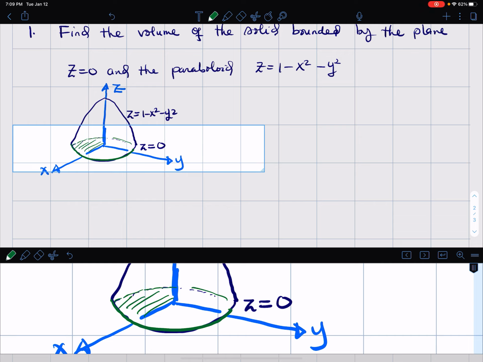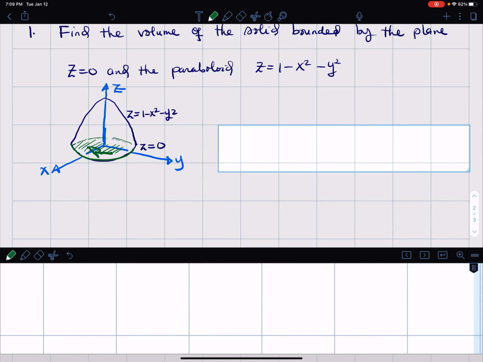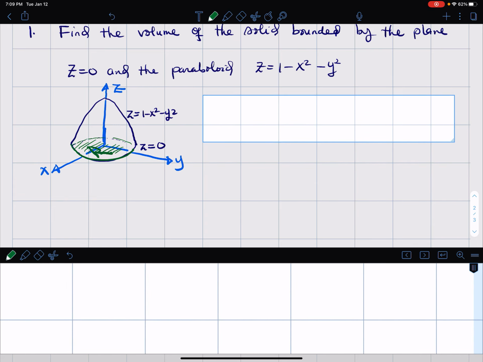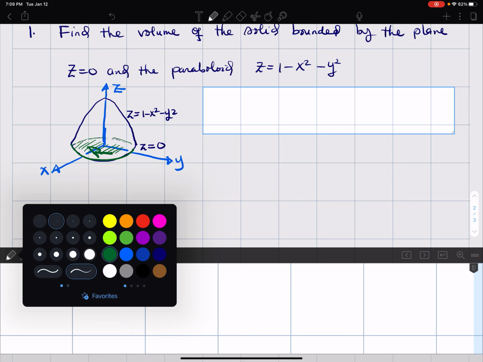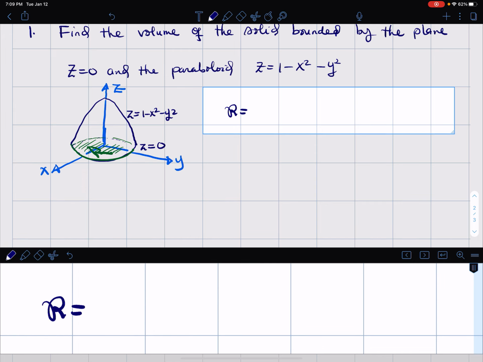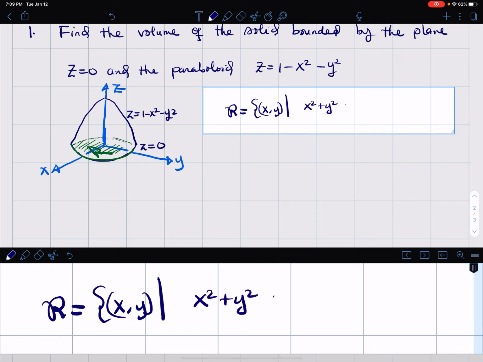So this would be our region of integration. This would be our R. Okay, so let's look at R in the way that we're familiar with. Our R is just the circular region. R would be x, y, such that x squared plus y squared is less than or equal to 1.